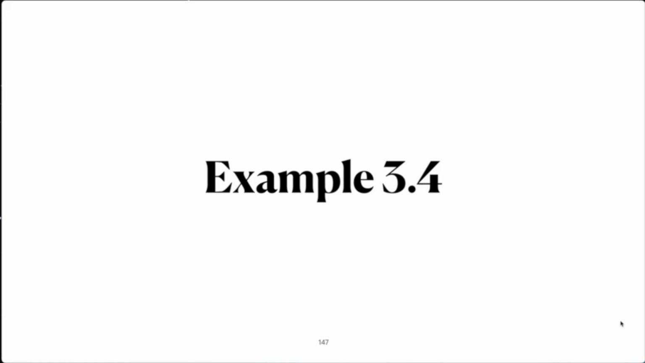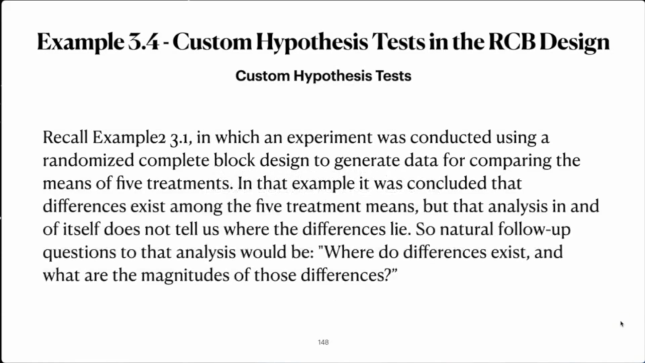All right, so let's look at an example. Now recall from example 3.1, in which an experiment was conducted using a randomized complete block design to generate data for comparing the means of 5 treatments. In that example, it was concluded that differences do exist among the 5 treatment means, but that analysis in and of itself does not tell us where the differences are. So a natural follow-up question would be, where do differences exist, and what are the magnitudes of those differences?